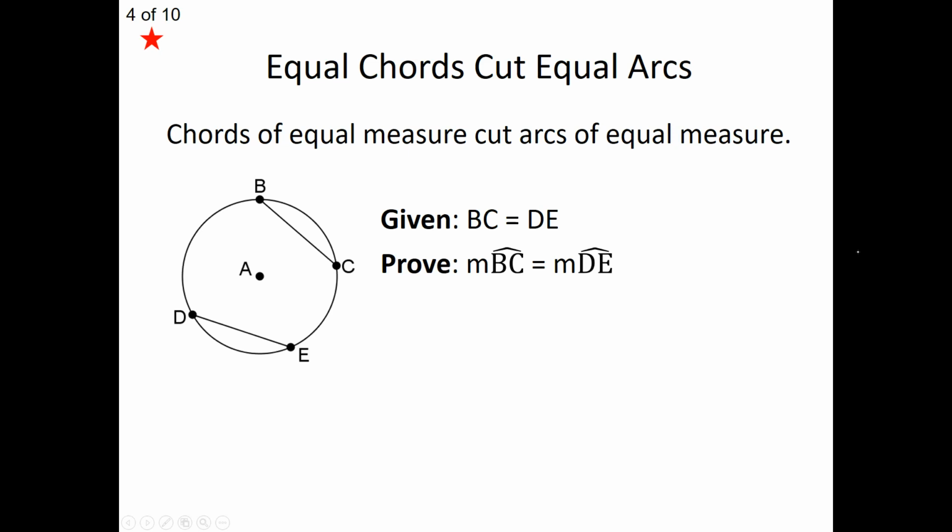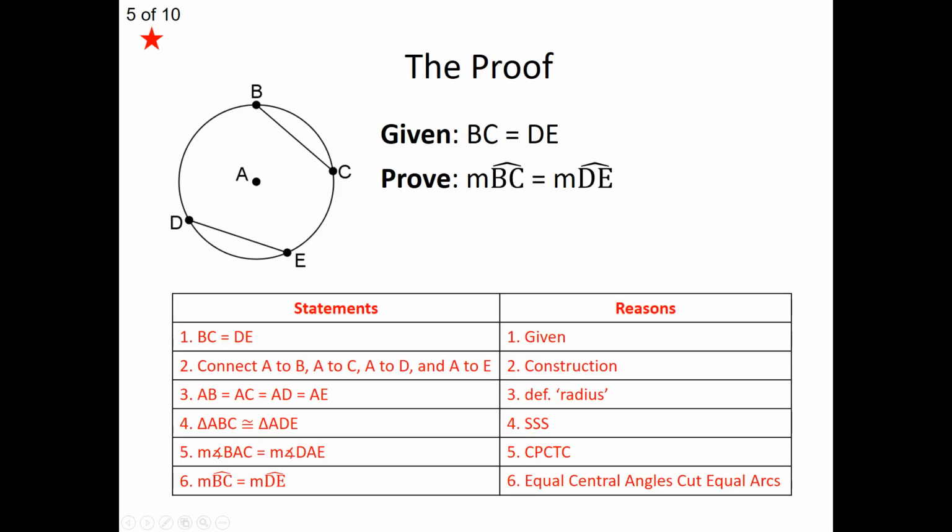Let's take a look at this proof together. We have our same diagram, circle A, with our two chords, BC and DE. We're going to prove that the measure of arc BC is equal to the measure of arc DE. Where we start is with a construction phase, because in our diagram we want to begin relating some information that we've already studied from past chapters with our current information here with circles.